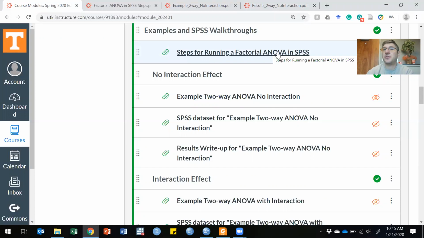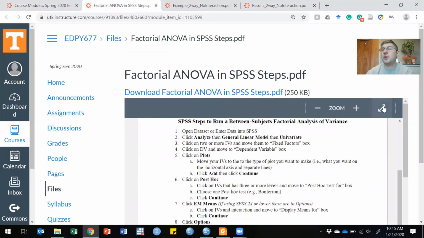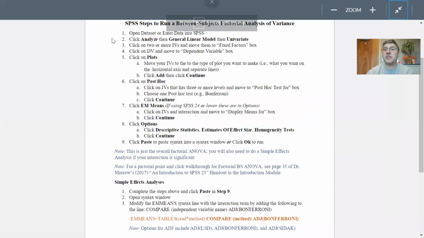Steps for running a Factorial ANOVA in SPSS. We're going to go through this top part in this video. The bottom part is for the simple effects analysis that we'll do if we have an interaction effect.